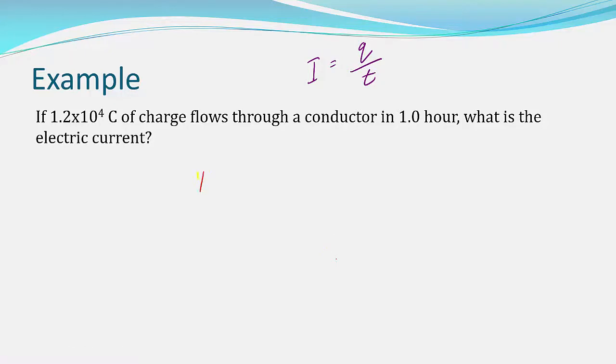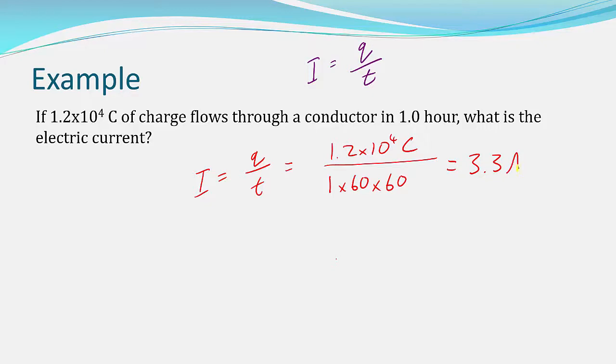Okay, so with this question, what you want to do is start with the original formula, that the current is equal to the amount of charge passing through the circuit divided by time, and that's going to be equal to 1.2 times 10 to the 4 coulombs divided by time. Now time, if you want to get the current in amps, needs to be in seconds. So you have 1 hour, you multiply it by 60 to get it in minutes, and then you multiply it by 60 again to get it in seconds, and what you should end up with is 3.3 amps.